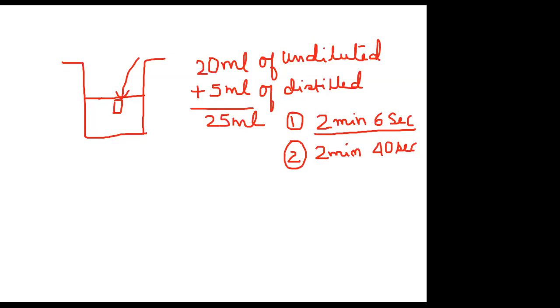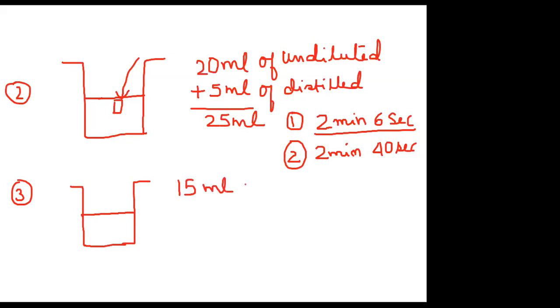In the third experiment, after you have washed the apparatus and are getting ready, you will take the same beaker. In that beaker, you will add 25 ml of solution again, but this time you will take 15 ml of undiluted acid. What do I mean by undiluted acid? It is the acid which has been provided. Plus, you will take 10 ml of distilled water.